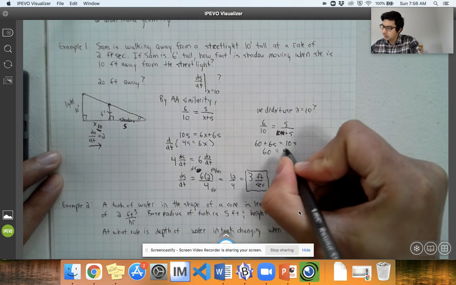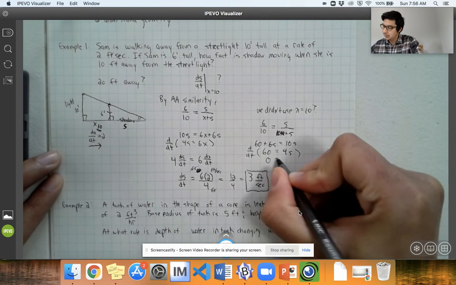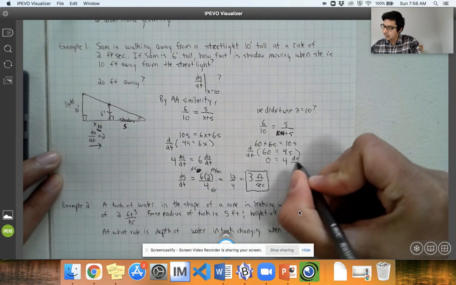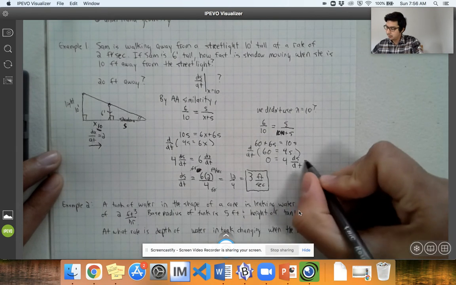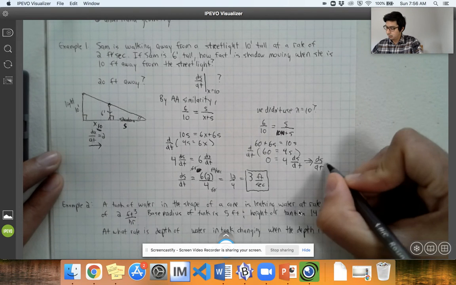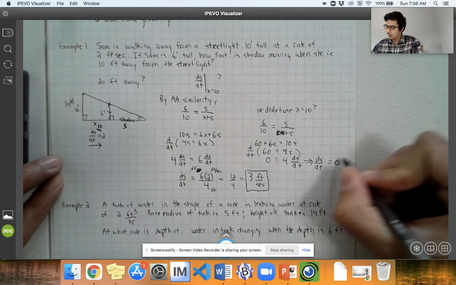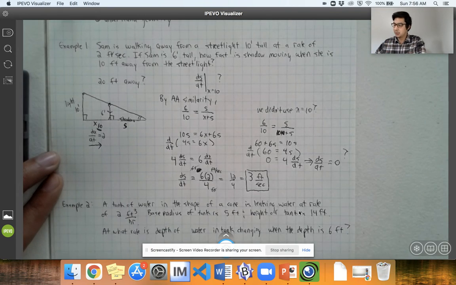So then what you would have had is 60 plus 6s equals 10s. 60 equals 4s. And notice when you take the derivative of this with respect to time, you're going to get 0 equals 4 ds dt. Well, that's strange, because if you solve for ds dt, then you would imply that the rate at which the shadow is moving in relation to time is equal to 0. And that doesn't make sense, because the shadow will be moving. So why did that happen?